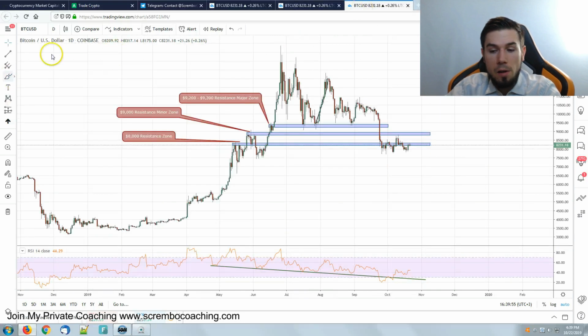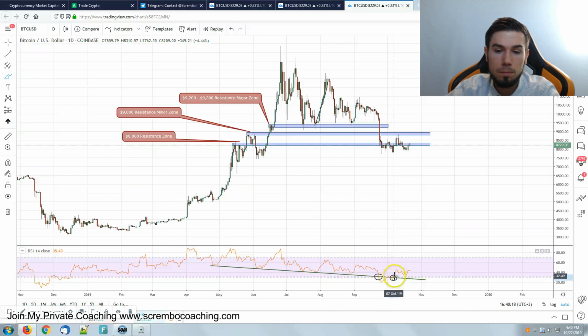The third chart right here is the very interesting one. So here we go, guys. Very important: the RSI. RSI 14, which shows a breakout. First, we had a breakdown, and now we have a breakout. The breakdown happened here, and the breakout happens here.